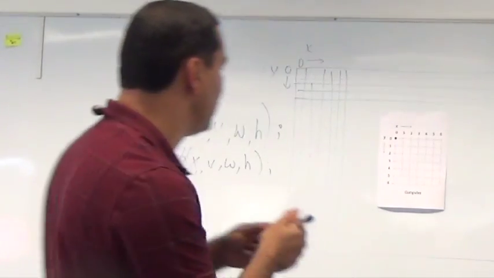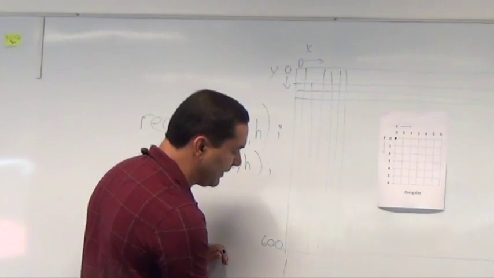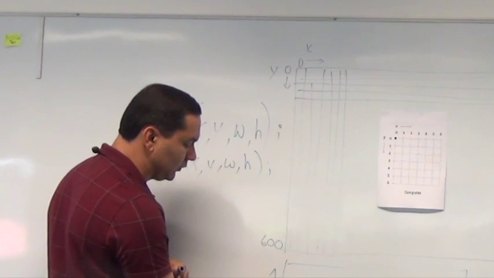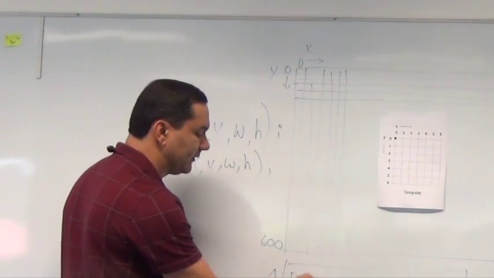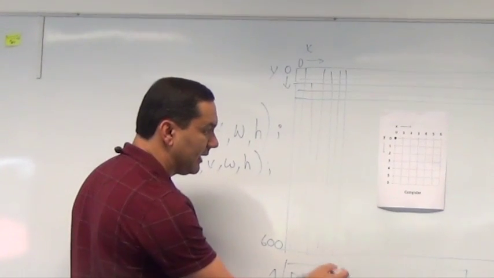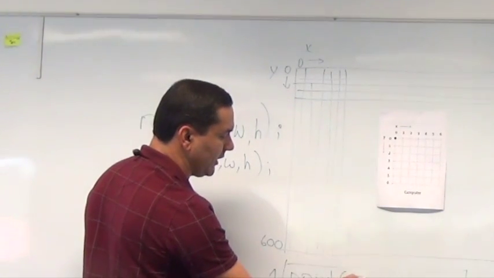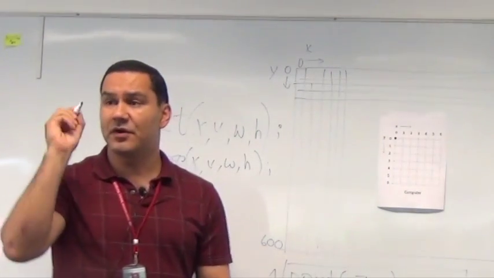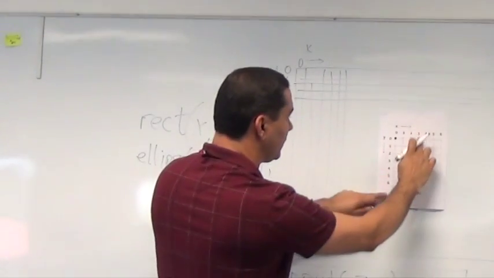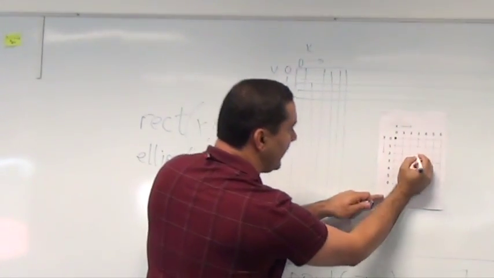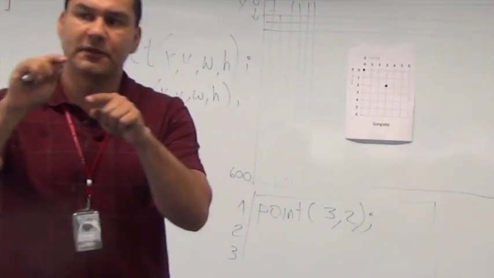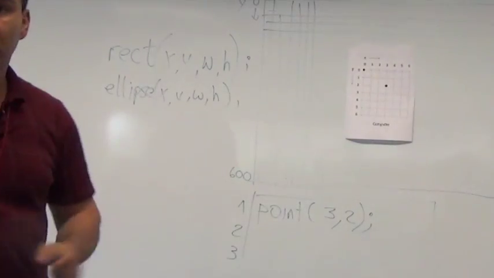Okay, point. Point is going to put a little dot. Let's say this is my program, and this is line 1, line 2, line 3. If I write point and put between parentheses a number, let's say 3, 2, then on the screen you will see at 3 on x and 2 on y a little dot. So you can represent dots, and we can also represent rectangles and ellipses.